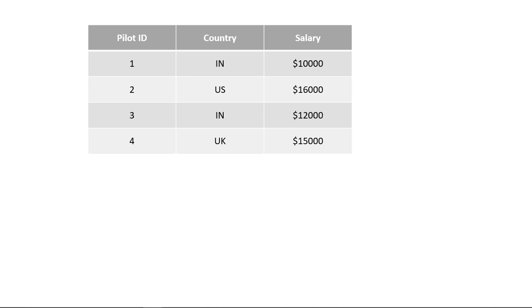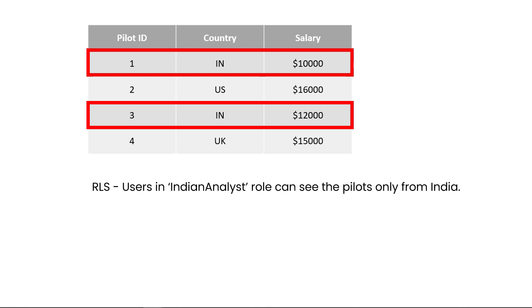Well, assume this is the sample pilot's data. If users in a specific role should view the pilot's information for a specific country, row-level security is the most suitable choice. RLS enables access control to rows in a table.